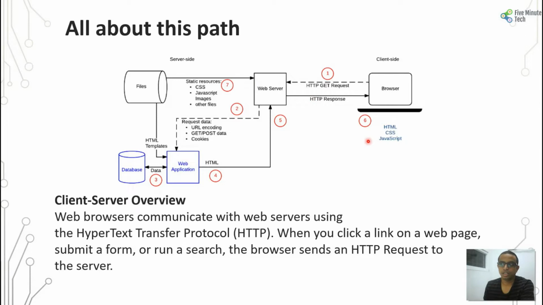Now while all this is happening, there are other static resources which are also shared as a file and rendered to the web browser. These include your CSS, JavaScript and other image files. So that's the basic overview of how a web browser renders your data and the controls and all the images and all those things. Having covered this, we'll move on to the next step.